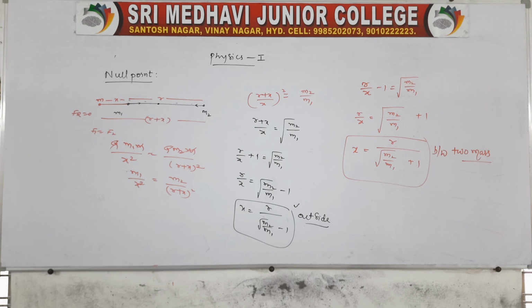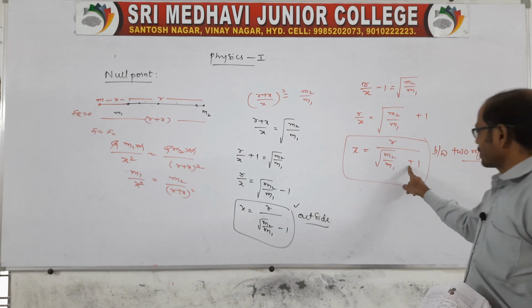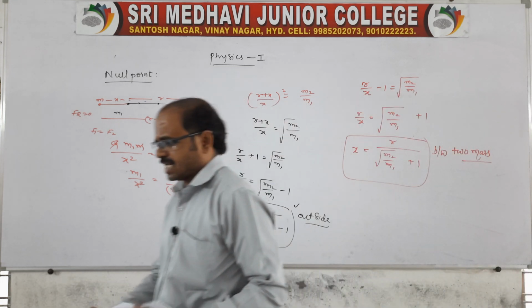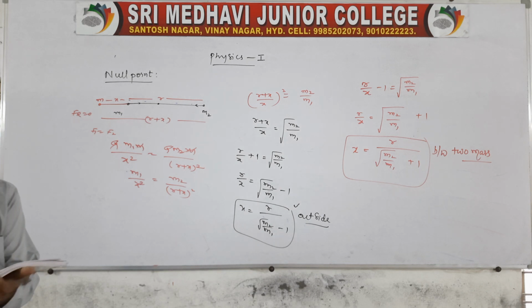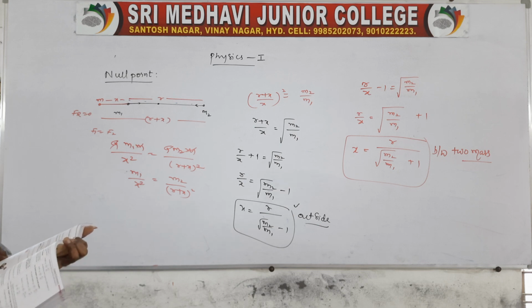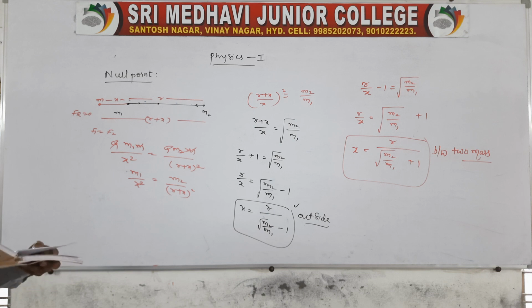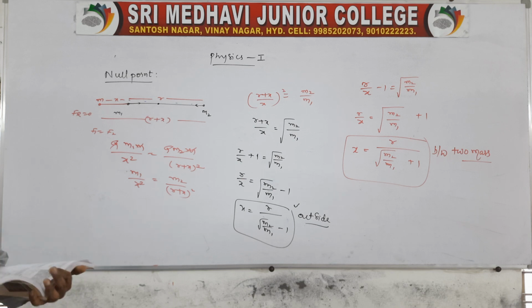See, if it is between, we'll get the plus, and outside will get the minus. There is one small comparison. If you understand this, then it is very easy. If you know the comparison, then we can do it. Yeah, we'll see on the basis of null point.